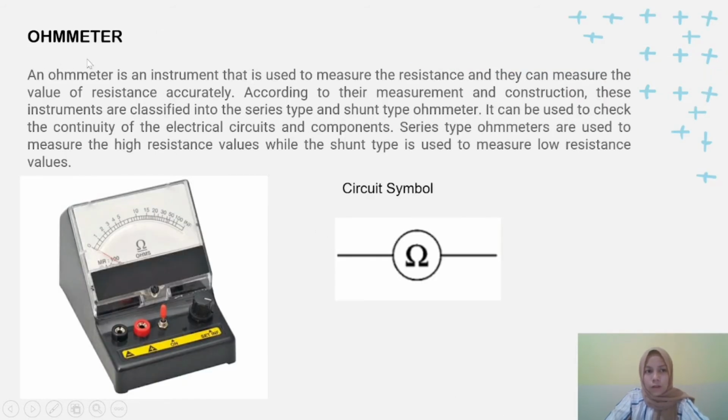The fourth is the ohmmeter. An ohmmeter is an instrument that is used to measure resistance, and it can measure the value of resistance accurately. According to their measurement and construction, these instruments are classified into the series type and shunt type ohmmeter. This is the ohmmeter, and this is the circuit symbol of the ohmmeter.